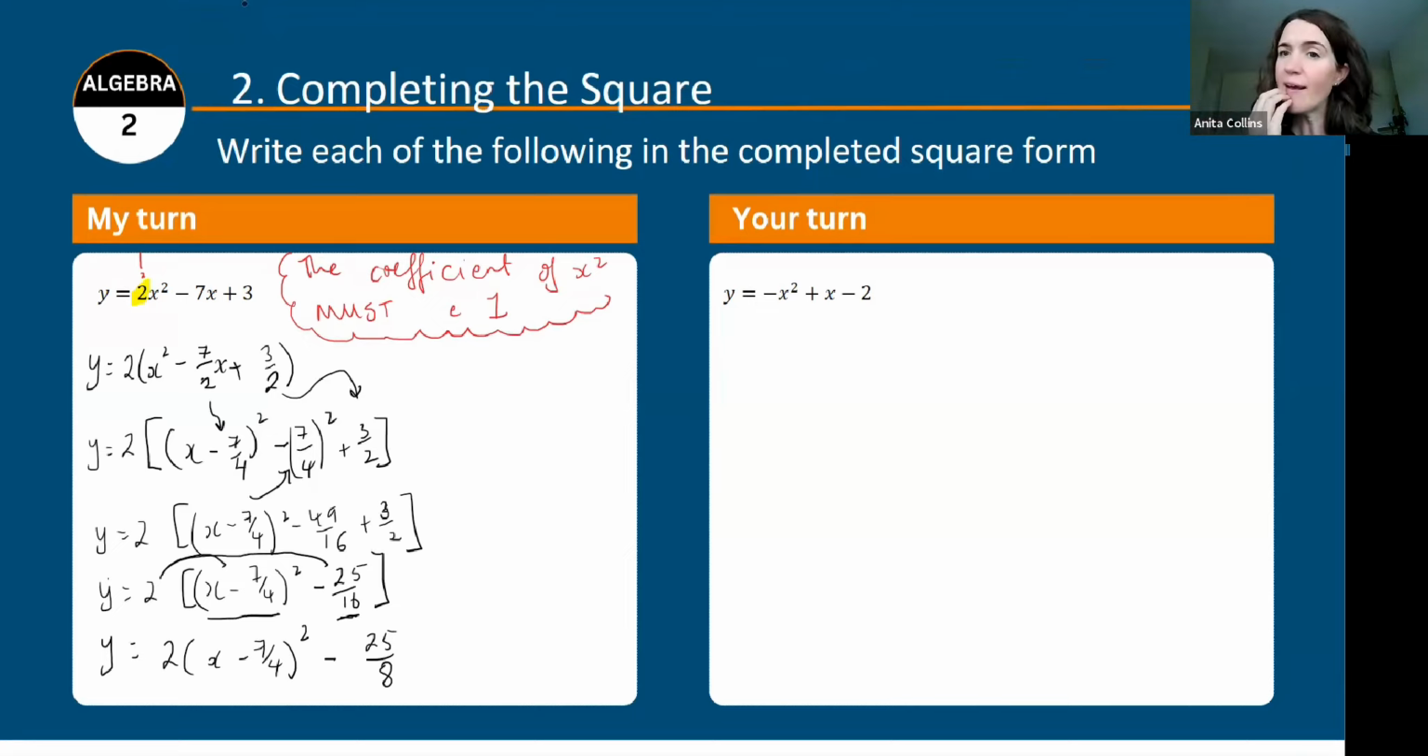Okay, in the next question, the coefficient of x squared is not 1. It's minus 1. But still, we can't do the completed square form unless we factorize it out. So I'm going to start you off here with this. Factorize out the minus. And inside the bracket, it's going to be x squared minus x plus 2. Close the square bracket. Now crack on with completing the square.